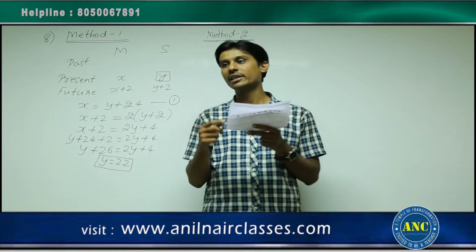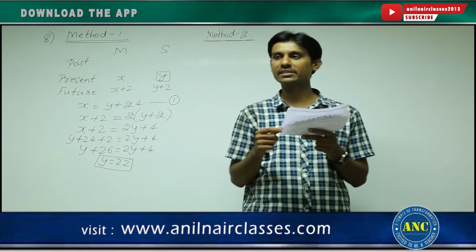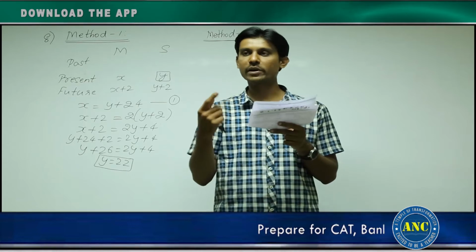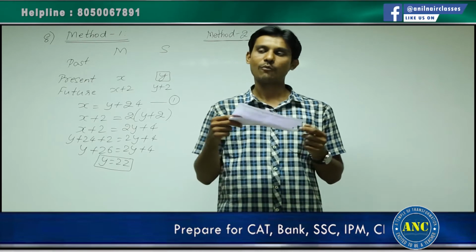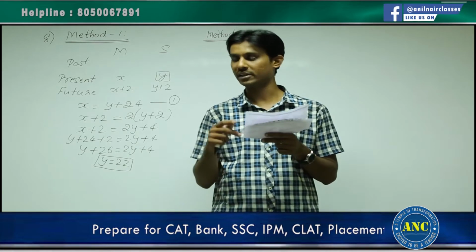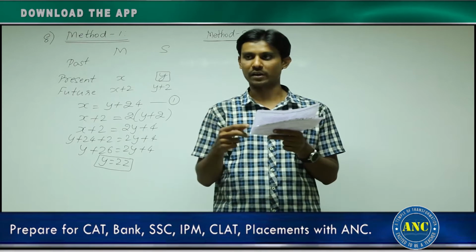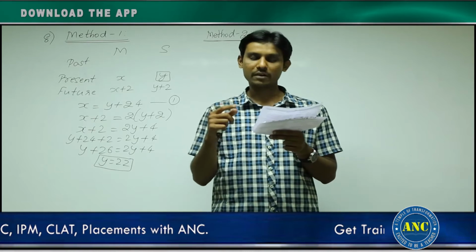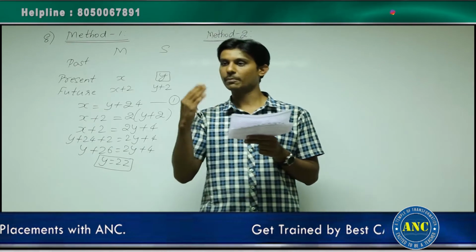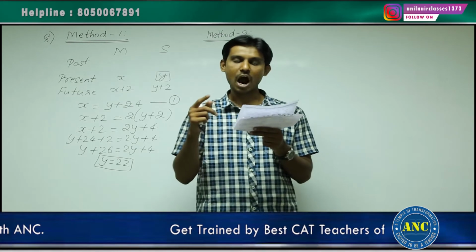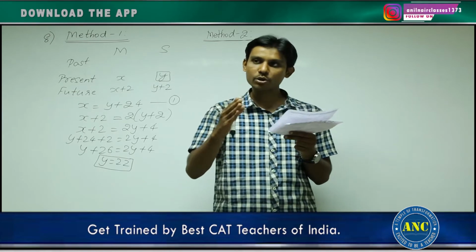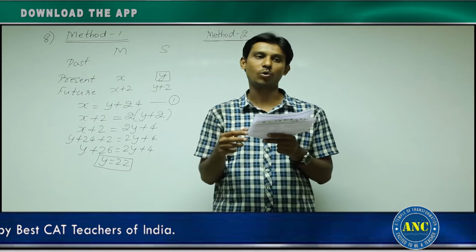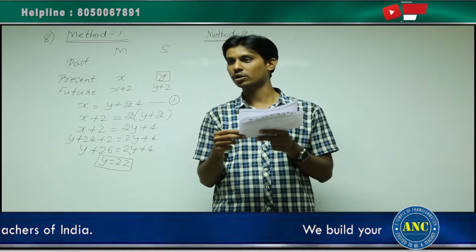Similarly, if I go with the second option, 18 years is the age of son. Man is 18 plus 24, 42. After 2 years, they will become 20 and 44. They are not twice of each other. Ruled out. Third option, 20 years is the present age of son. That means man will be 20 plus 24, 44 years. After 2 years, they will be 22 and 46. Are they twice of each other? No, they are not.